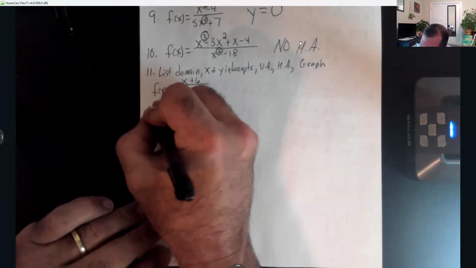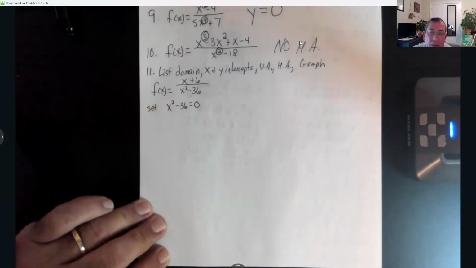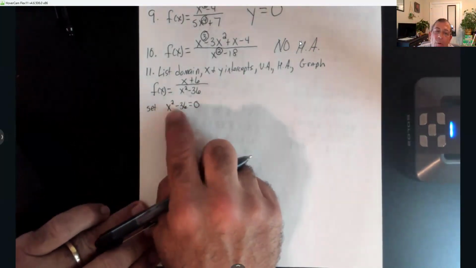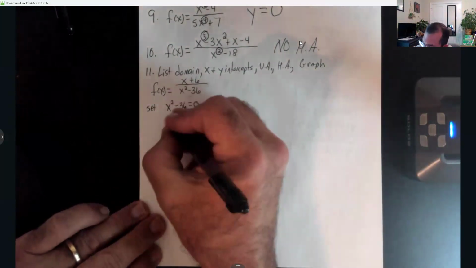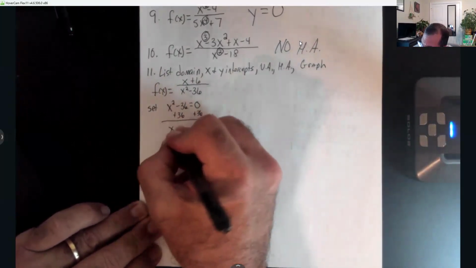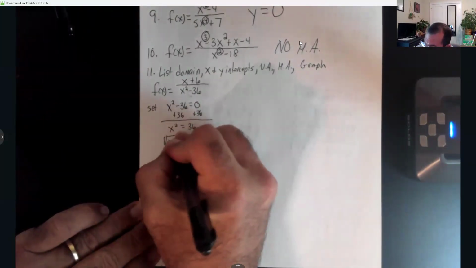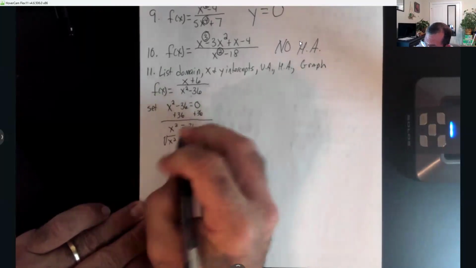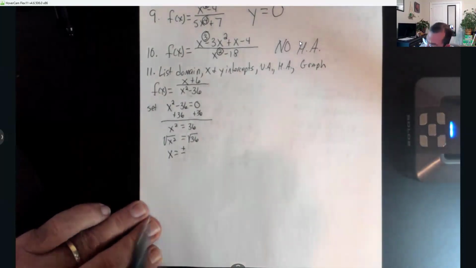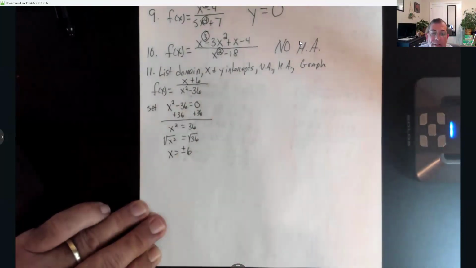So to get that domain, I'm going to set x squared minus 36 equal to 0. Now, x squared and a number, I'm going to solve this one by square roots. So I'm going to add 36. I get x squared is 36, y'all, and then we're going to square root both sides so that x comes out. I get a plus or minus. You always got to use plus or minuses now when you do square roots. And that'll be a plus or minus 6.